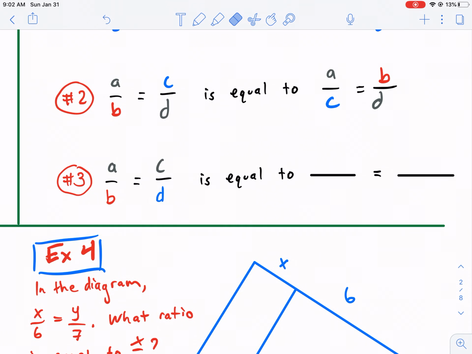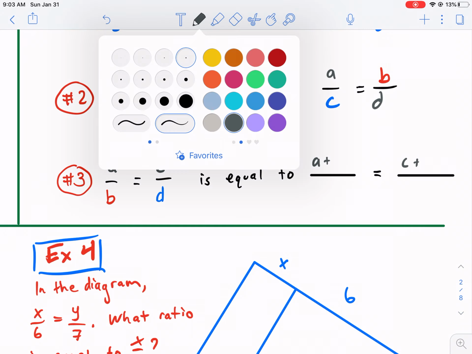These are moves you can do in fractions in general. Okay, and our last one: if a over b equals c over d, then we can say that, let me put my a and c over here. We're going to put plus and plus.